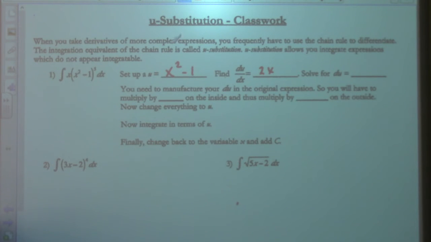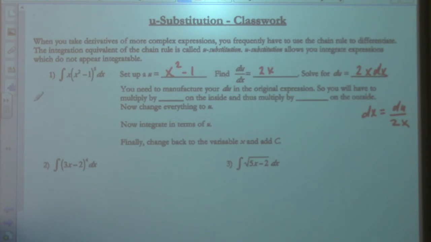So for this one, your du is going to be 2x dx, right? So you need to manufacture du in the original expression, so you want to change everything to u. What it is, you're solving for dx here. So dx is going to be equal to du over 2x. And now we substitute that in.